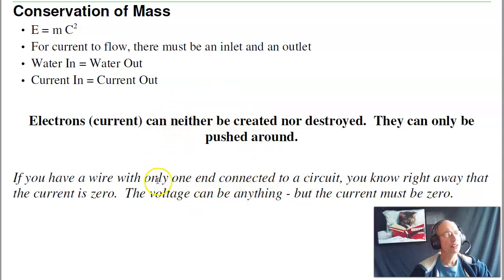What that tells you is that if I have a wire that's not connected to anything, I know right away the current is zero. There's no place for the current to go, therefore the current must be zero.